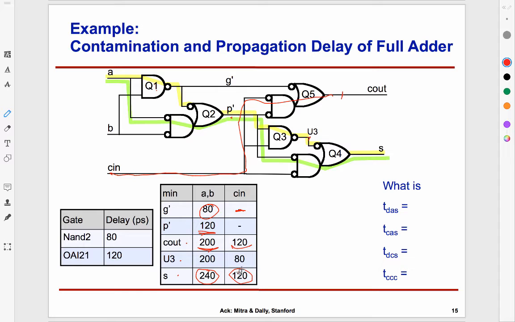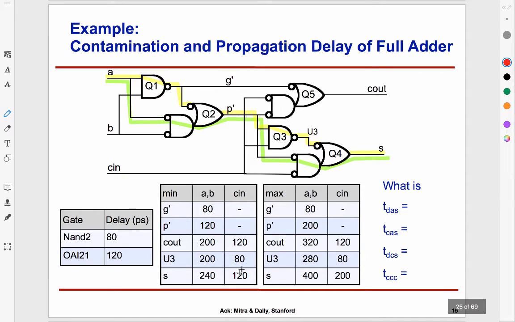And likewise, I can do a max analysis, which will result in this. So for example, if I look at S, there are 2 paths, right? The yellow path goes through 80 plus 120, that's 200, plus another 80 for Q3 and another 120 out here. So that's a total of 400 on the yellow path. And 120 plus 120, which is 240 on the green path, if I go from A to S. Max of that is 400. And for each of these internal and output signals, I can do the max analysis also. Now we have the min and the max.